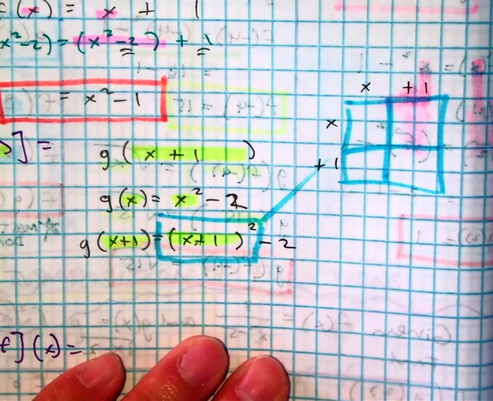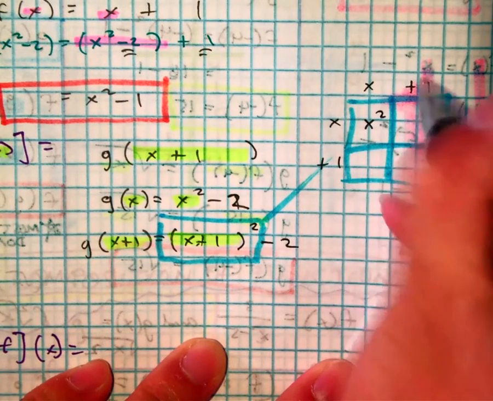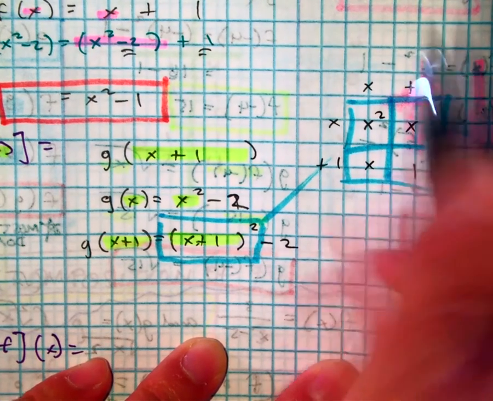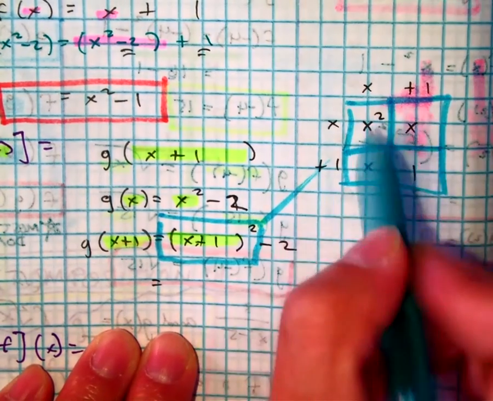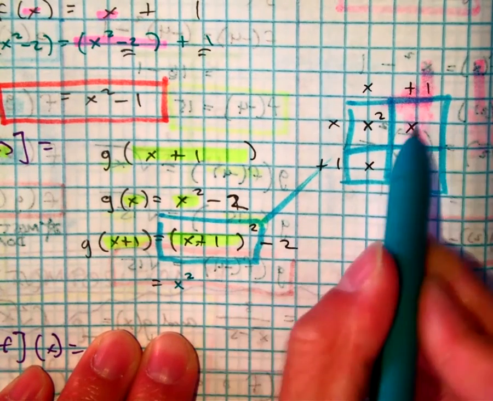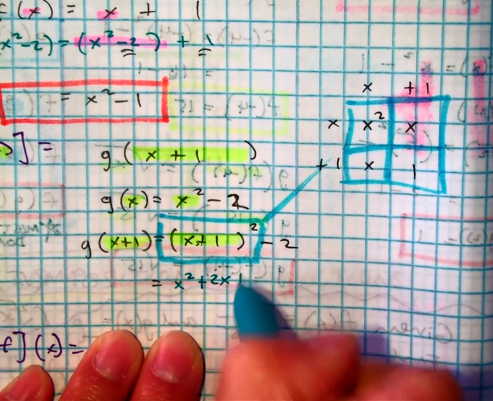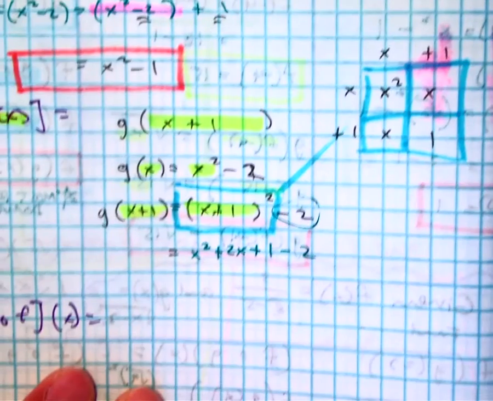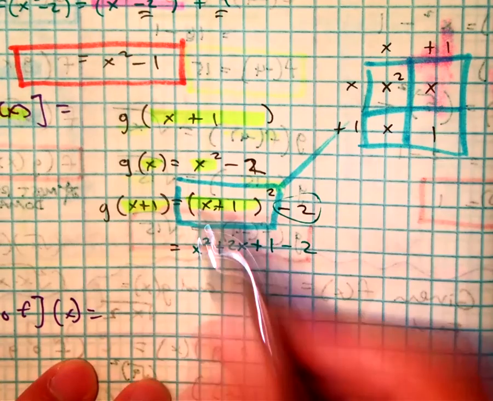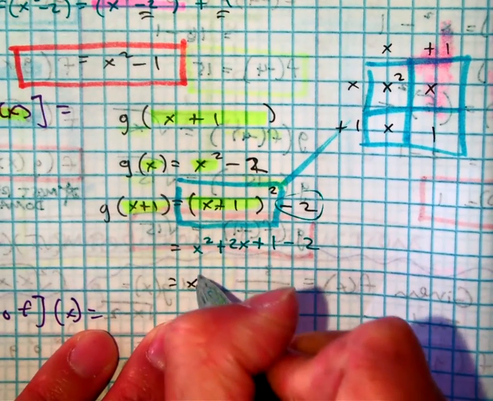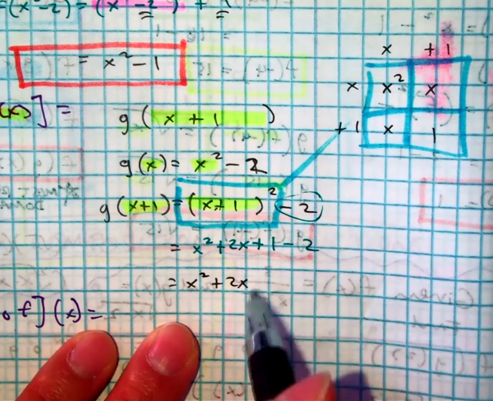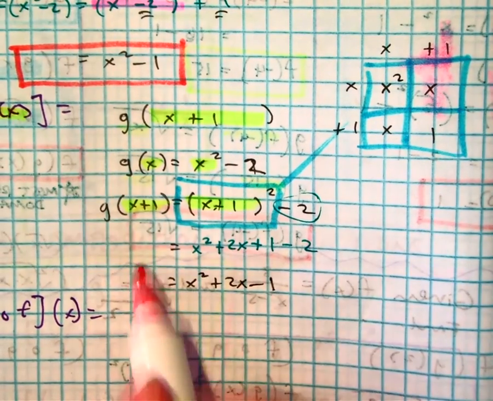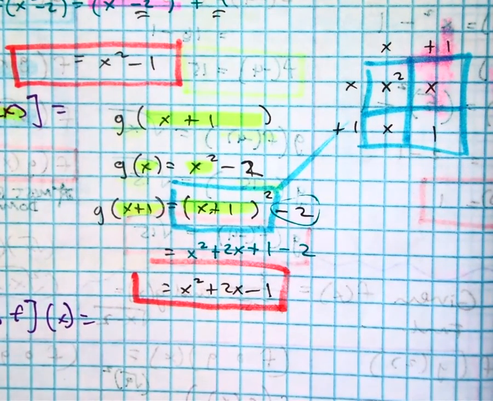x times x is? x times 1? x times 1? 1 times 1. So if I combine like terms here, I get x squared. Add those together, you get 2x plus 1. And don't forget that minus 2. That's a common mistake, to forget that. And we just finished this up. I have x squared plus 2x minus 1. And that's our answer. Raise your hand if you got that one. A little bit more algebraic work, right?